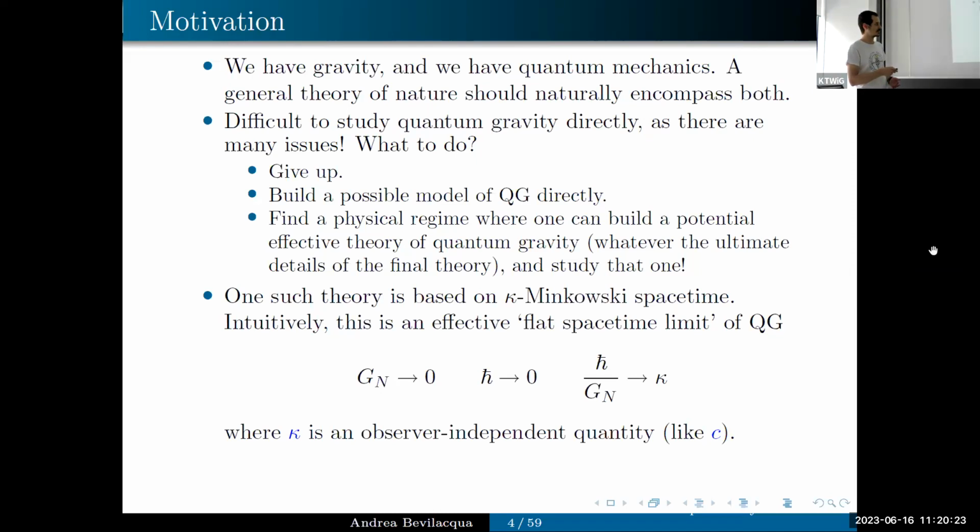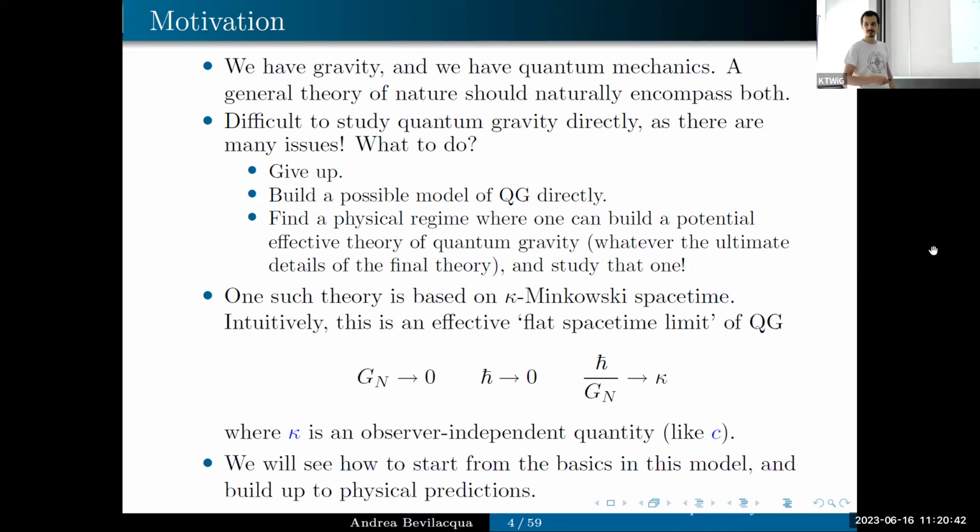So the Newton constant goes to zero, ħ goes to zero, but the ratio remains constant. Physically speaking, more pragmatically, it means that all the lengths involved are much greater than the Planck length, but the energy is still at the level of the Planck energy. And kappa is an observer-independent quantity, this kappa over here. G_N is the Newton gravitational constant, yes.